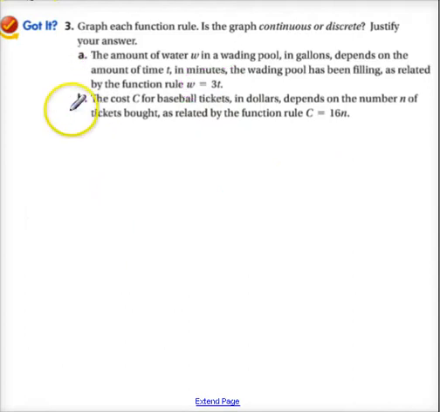In example B, the cost for baseball tickets in dollars depends on the number of tickets bought. Well, since I can't sell half tickets, this would be a discrete graph. I would not fill in my line.